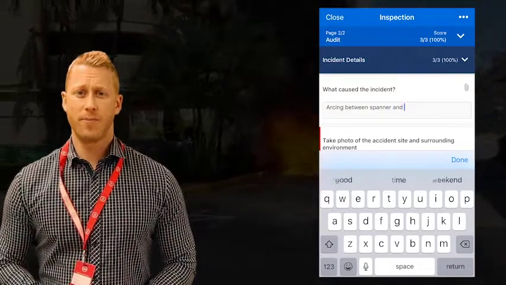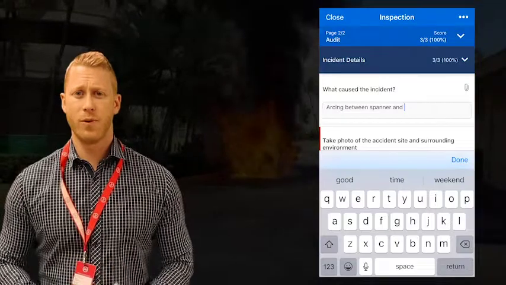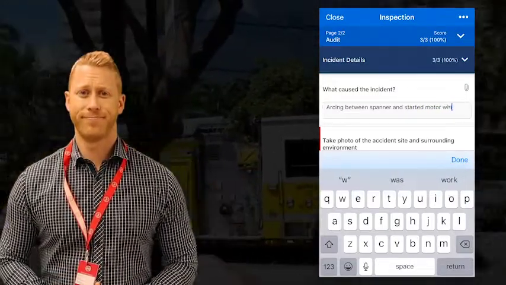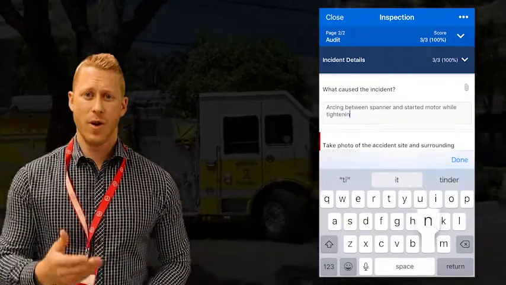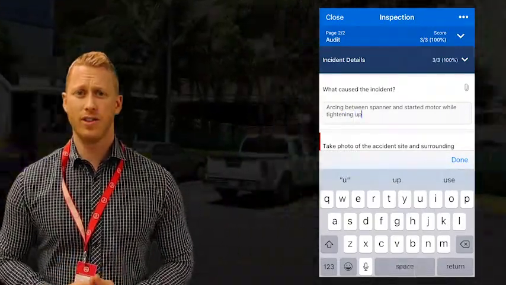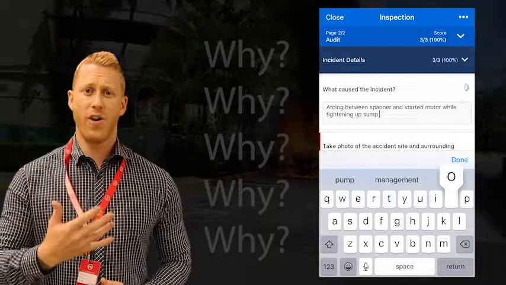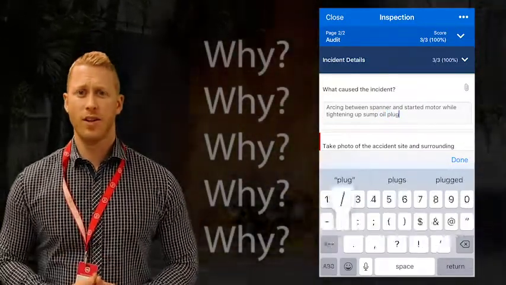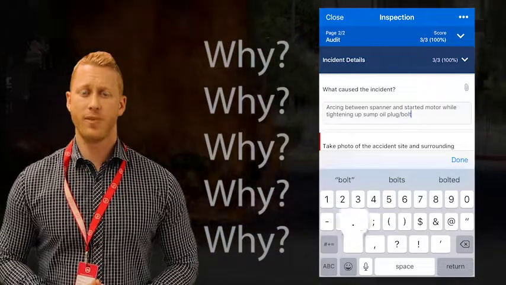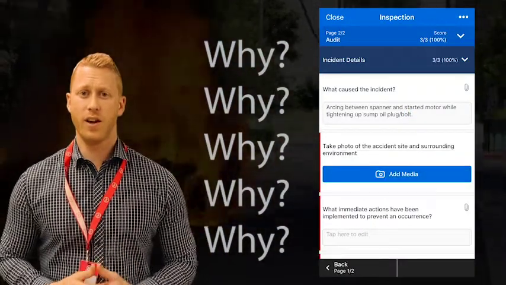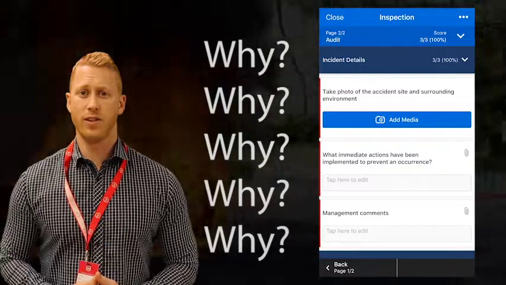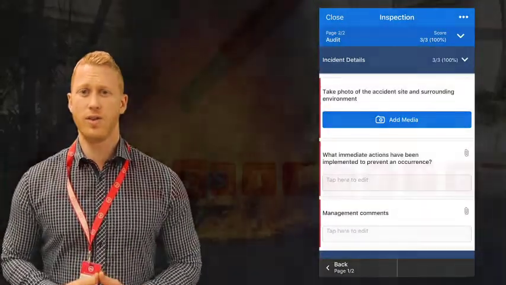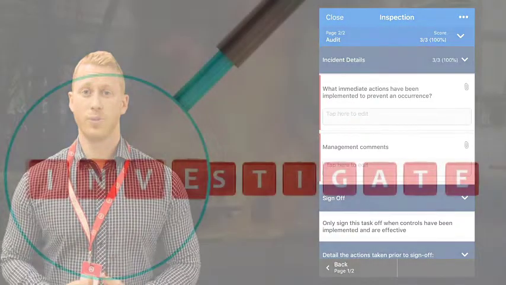The next question is probably the most crucial of all. It asks, what caused the incident? Now, a little tool that you can use here is asking what's known as the 5 whys. If you ask why 5 times, eventually you'll figure out exactly what caused the incident as opposed to the surface level aspects of what you think actually caused the incident in the first place.